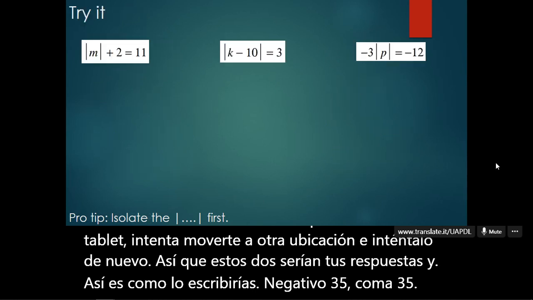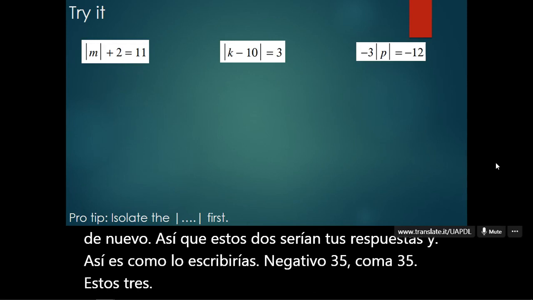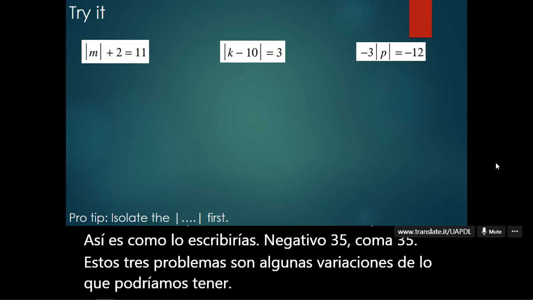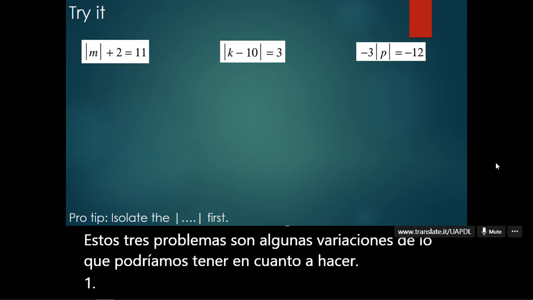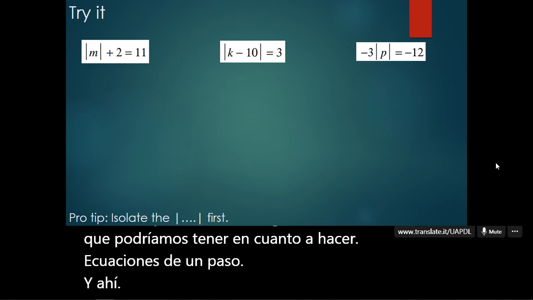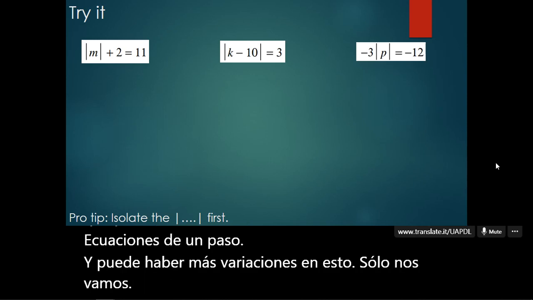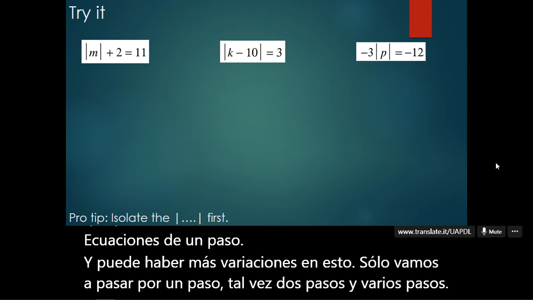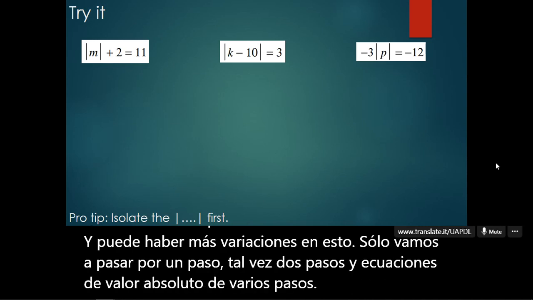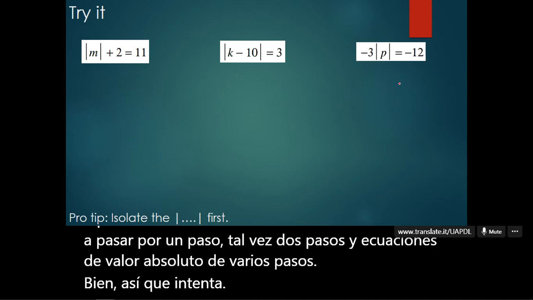All right, these three problems are some variations of what we could have as far as doing one-step equations. And there may be more variations to this. We're just going to go through one step, maybe two step, and multi-step absolute value equations. So try these three problems on your own. You can pause the video.